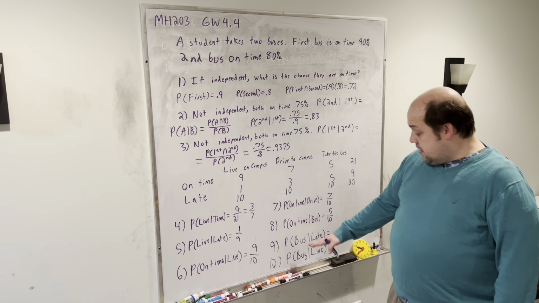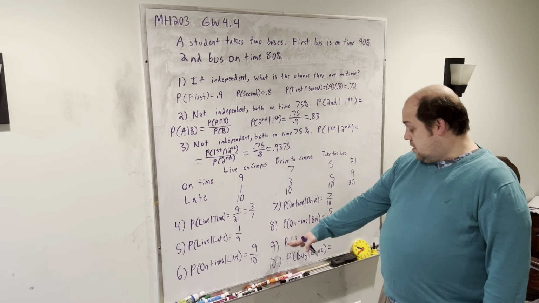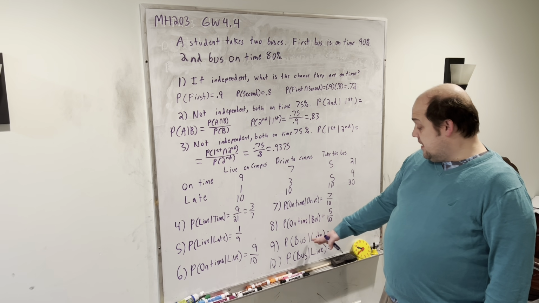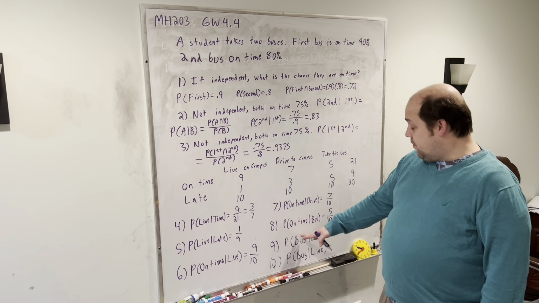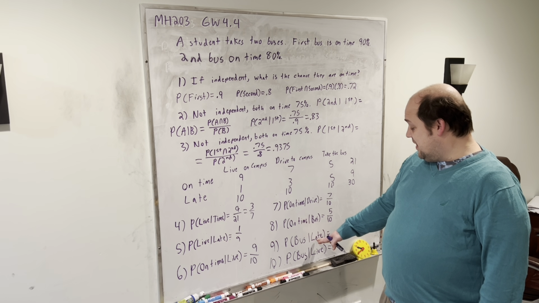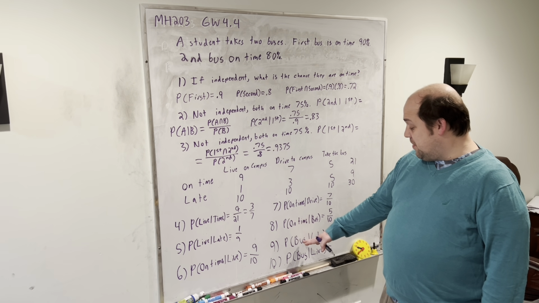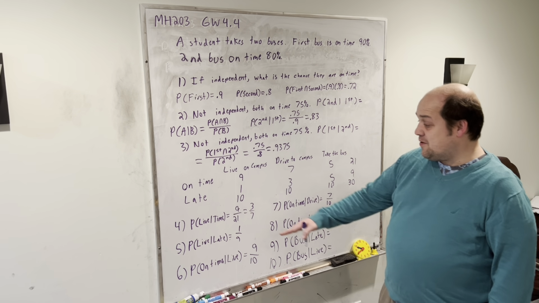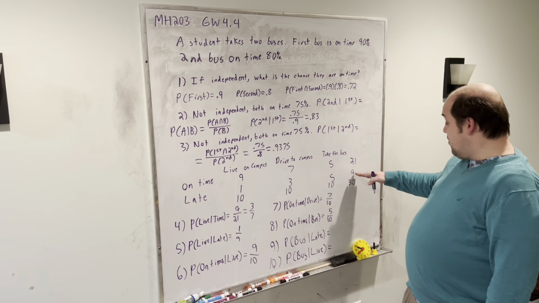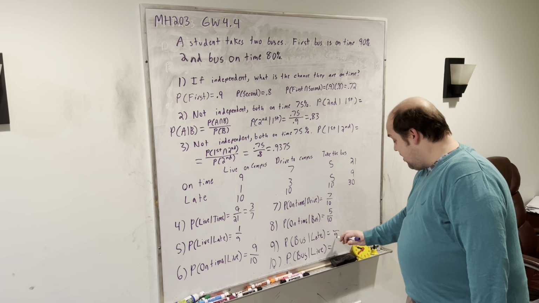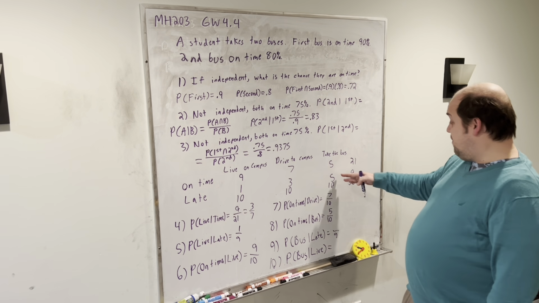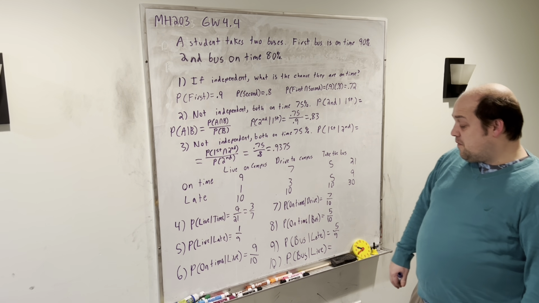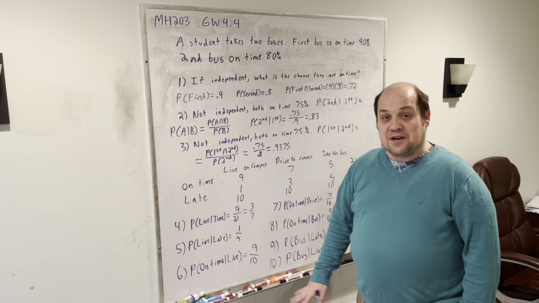For 9 and 10, we're conditioning things. For 9, we're conditioning on the fact that we know they were late. What's the probability that they took the bus? So late comes after the given line. Late is a row. We know we're in this row that's out of 9 total people. Of those 9 people that were late, 5 take the bus. So 5 out of 9 is my final fraction.